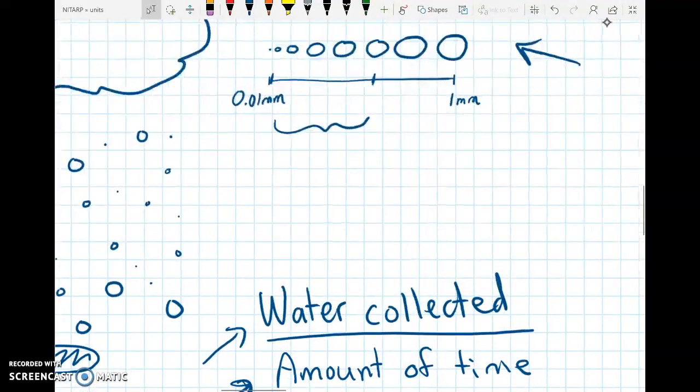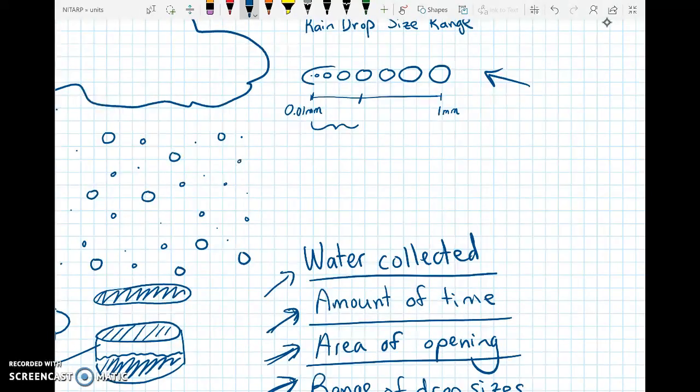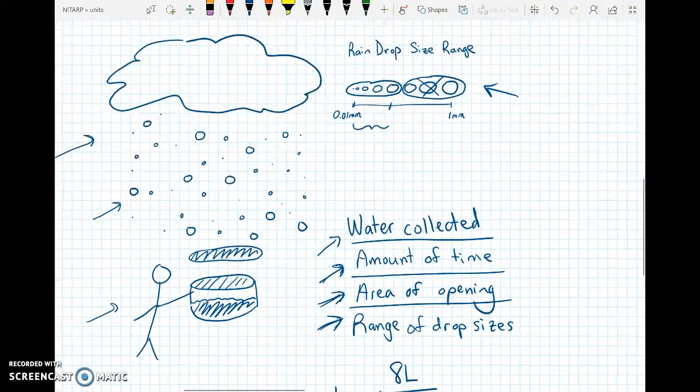And so, let's just pretend that you had this window of drop sizes. And so you let all of these drops into your bucket, and these ones didn't make it into your bucket. They were filtered out by your filter.